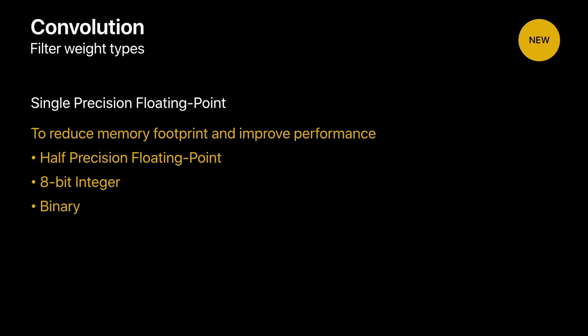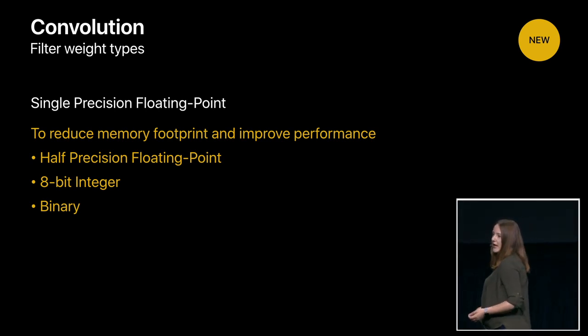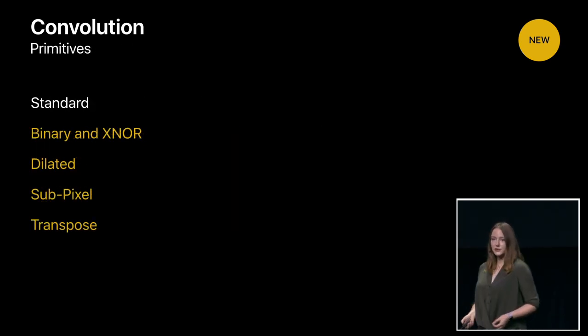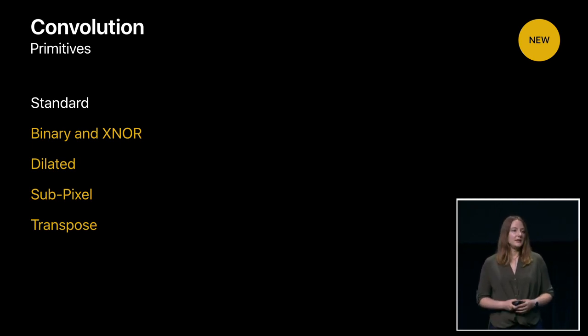We used to support only single precision floating point weight types. And now, to help you reduce the memory footprint and to improve the performance of your networks, we also support half-precision floating point, 8-bit integer, and binary weight types. We used to support only standard convolution, and now we also support binary XOR convolution, dilated convolution, subpixel convolution, and convolution transpose operations. And many of these are orthogonal, so you can even have a dilated subpixel convolution if you want. So let's go through them one by one.